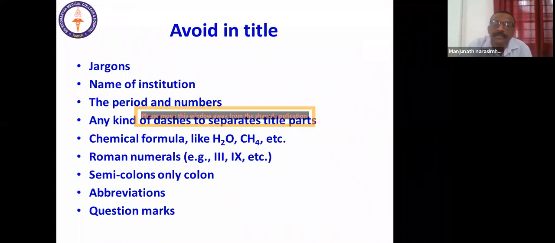Next, when you are writing a title, do not use chemical formulas in the title. Even though they are standard chemical formulas, better to avoid. Next is avoid using Roman numerals. Next, do not use semicolons, use only a colon. Next, do not use abbreviations in the title. Even if you are using an abbreviation, expand the full form and put the abbreviation in brackets. And do not put a question mark in the title itself.